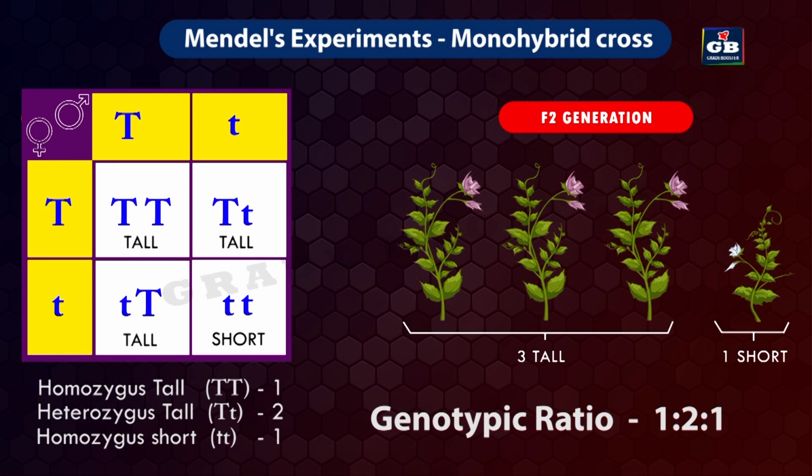Next we got 2 capital T and small t's. These are heterozygous tall. Means they have one dominant and one recessive allele. One capital T, one small t. Next we have one small t, small t. This is homozygous short. Here both the alleles are short. So this is a pure breed of short pea plant. So the genotypic ratio of F2 generation is 1:2:1.